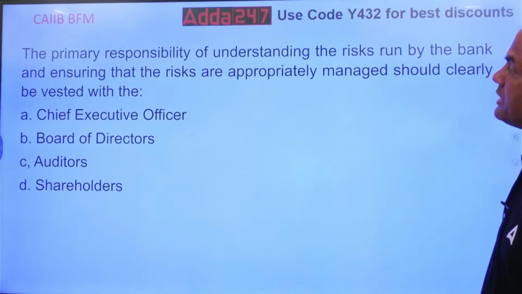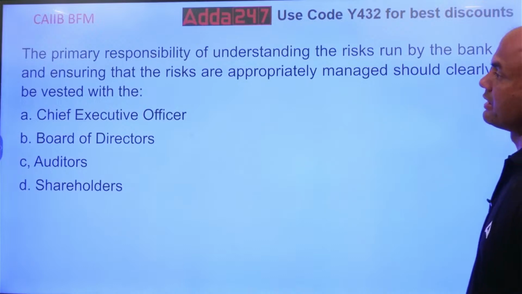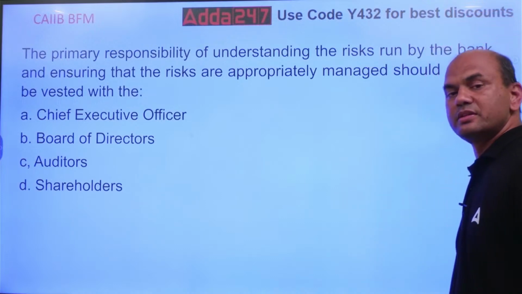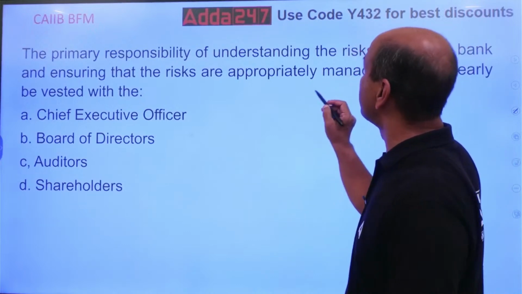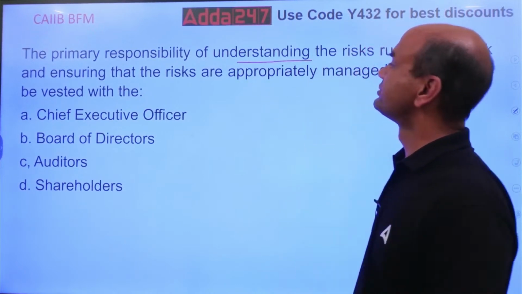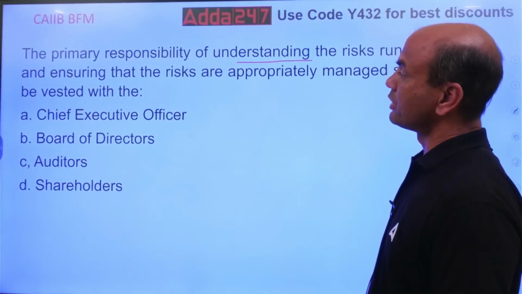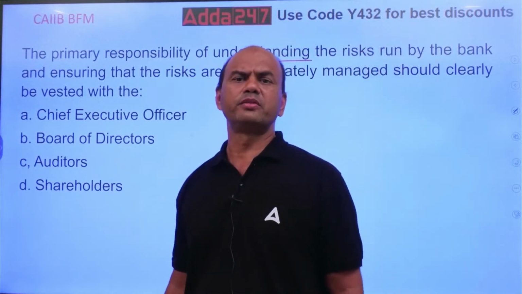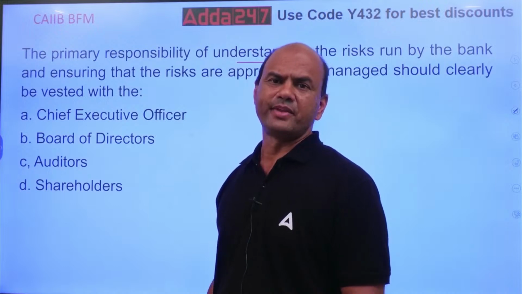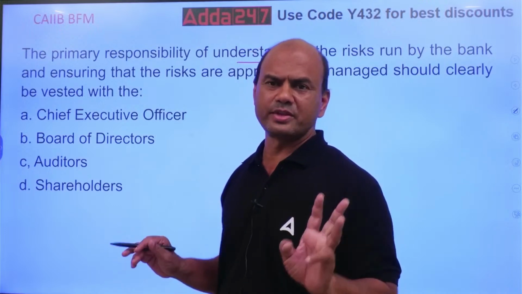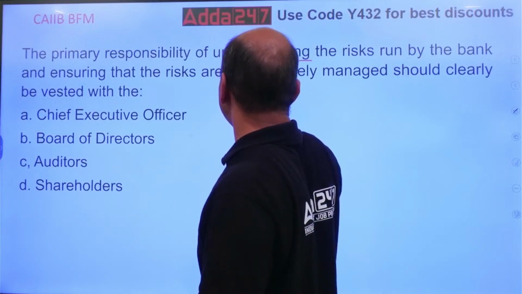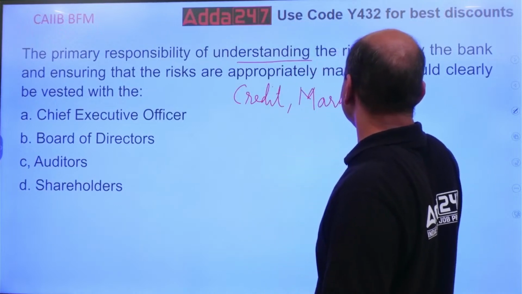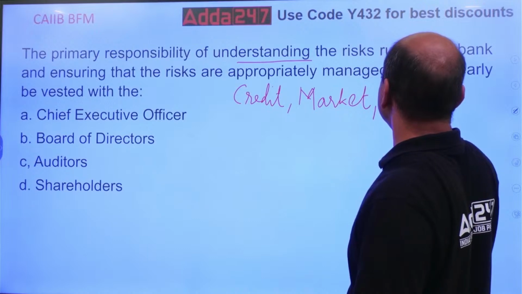The primary responsibility of understanding the risks run by the bank and ensuring that the risks are appropriately managed should be clearly vested with... So primary responsibility of understanding first the risk run by the bank. What are the various risks in the bank? You tell me. As per the Basel norms, three main risks are which one? Credit, then market, operations. These are the three main.